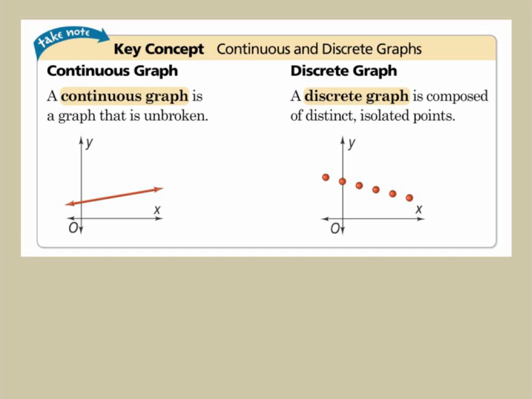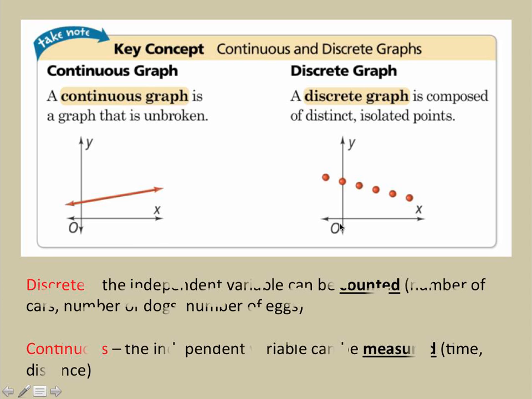A continuous graph is a graph that is unbroken, so I could put my pencil on it and just keep going, and I can continue with it. Or there's a discrete graph, which is composed of isolated points or isolated dots. Okay? Now, how do I know which one to use?